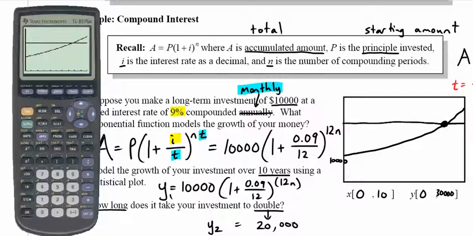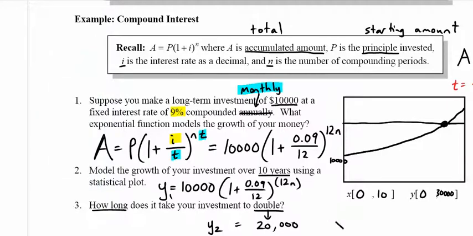So let's calculate the intersection, number 5. Enter, enter, enter. And it intersects when x is 7.73. So it takes almost 8 years. That's really amazing. Good luck finding 9%. Usually we're going to round up to the nearest year. You don't have to break it down to how many months.